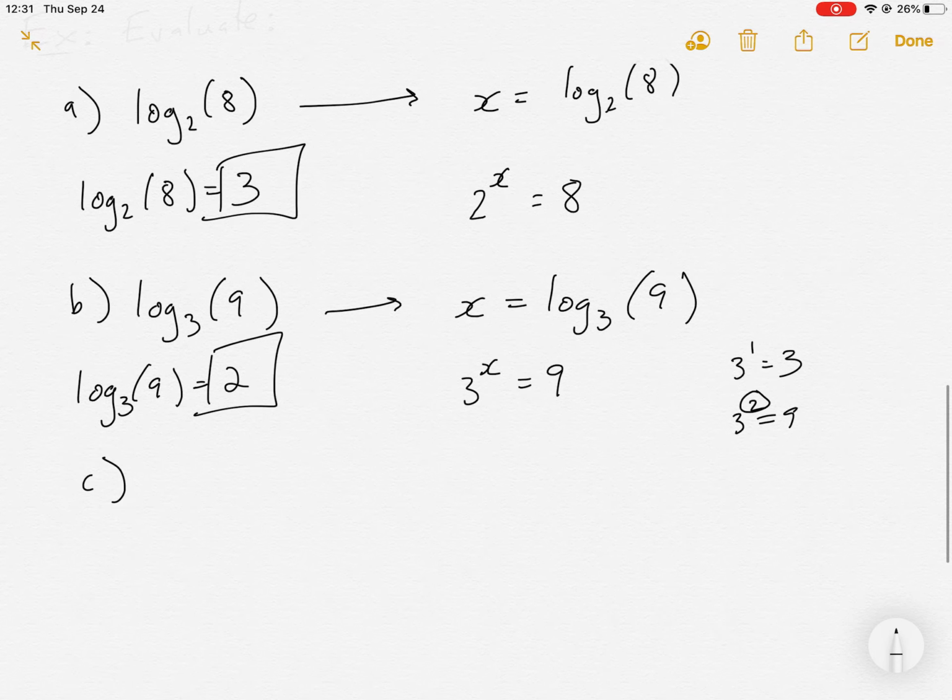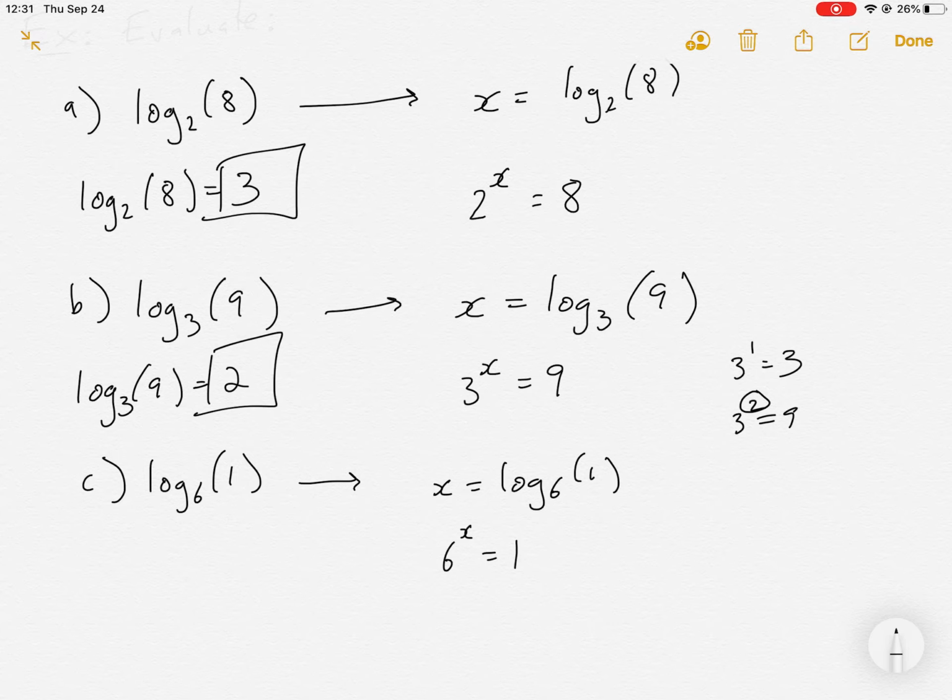And then the last one I want to do is log base 6 of 1. So in this case we're saying, well, what is this x value that makes this equation true? 6 to the power of x equals 1. Now this one might be a little bit trickier because 6 to the power of 1 is 6, 6 squared is 36, so we're going the wrong way. We're not getting to 1. However, you might remember, if you do 6 to the power of 0, really anything to the power of 0, you actually do get 1. So the answer in this case would be x equals 0. That means log base 6 of 1 is going to be 0.